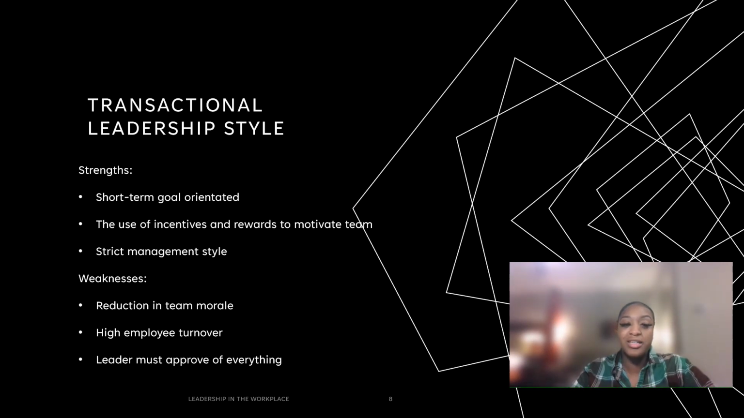A few advantages in the transactional leadership style are being short-term goal orientated, the use of incentives and rewards to motivate the team, and strict management style. Being short-term goal orientated will motivate others to achieve tasks faster, allowing them to complete more goals in a shorter amount of time. The use of incentives and rewards to motivate the team will only allow the organization to see increased productivity in the team.